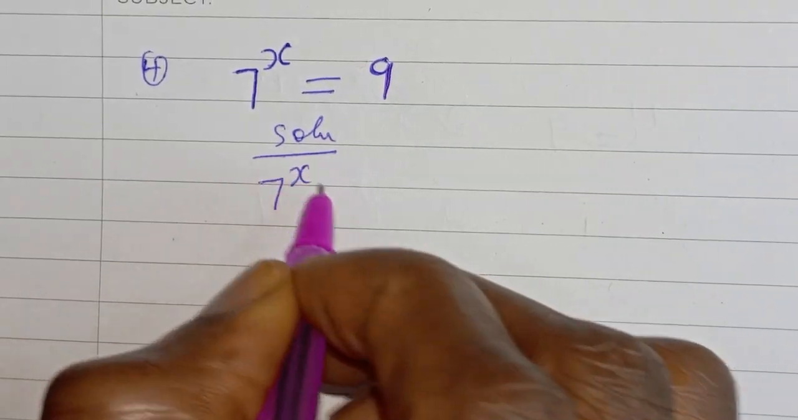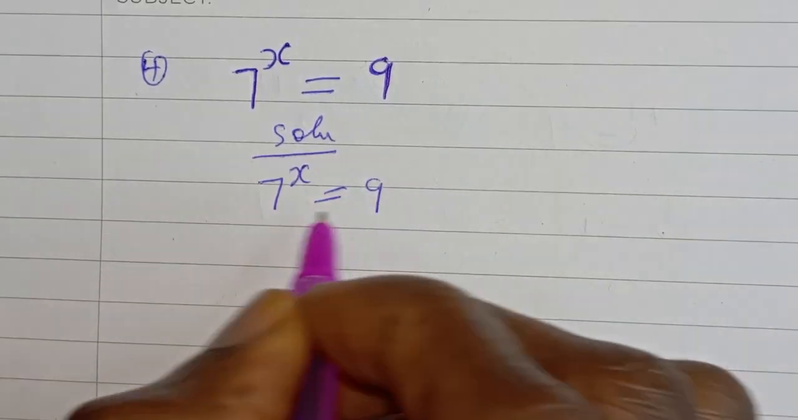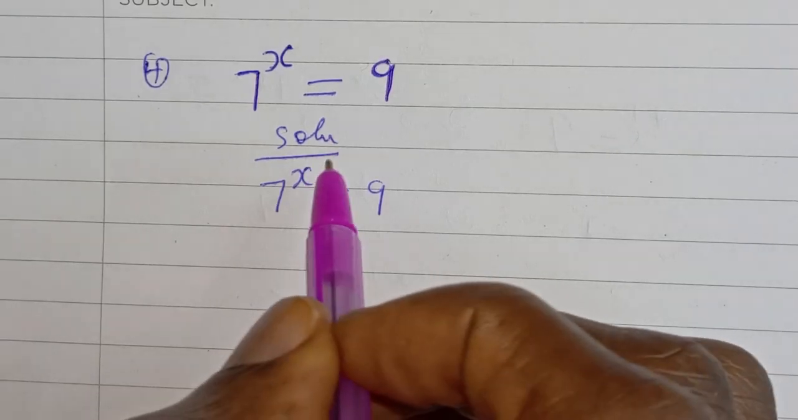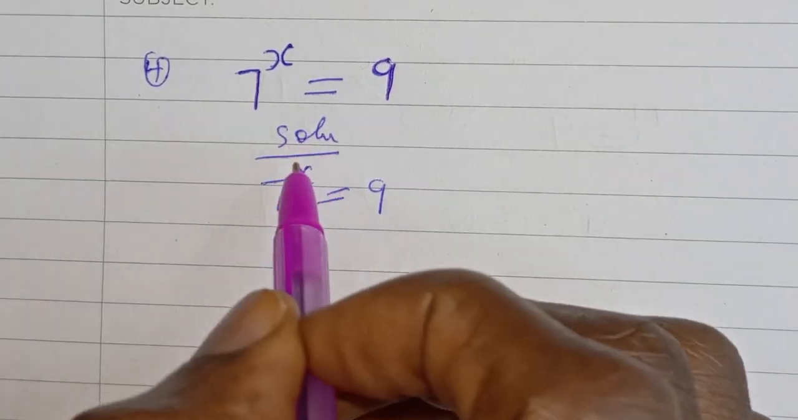7 raised to power s is equal to 9. Since this has different bases, we can solve it using logarithm. Now, let's take the log of both sides.